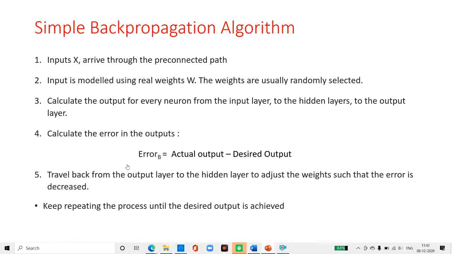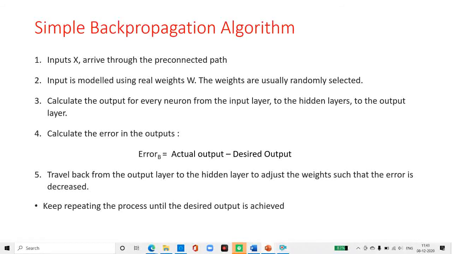And the simple algorithm for back propagation: the input x arrives through the pre-connected path. Then the input is modeled using real weights w. The weights are usually randomly selected. Third point is to calculate the output for every neuron from the input layer to the hidden layer to the output layer. And the fourth point is to calculate the error in the output.